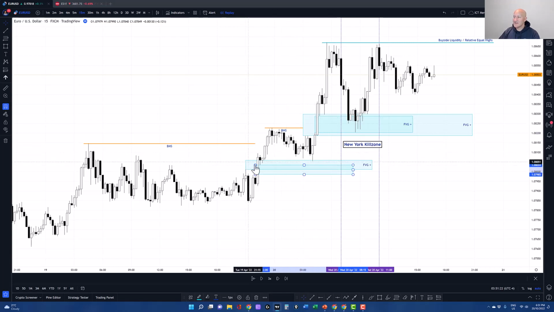Now, in this instance, we didn't have price go back into that. Recall from the 1-hour chart, it literally just touched the top of it. You can see that even more clearly now on the 15-minute chart. It just literally touched into it and then just took off in the other direction.